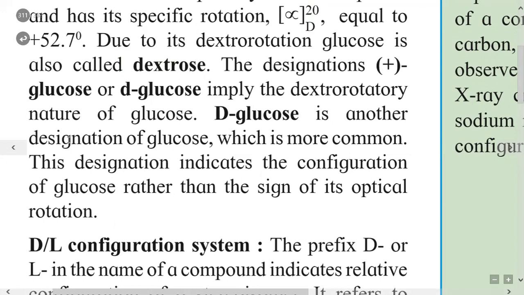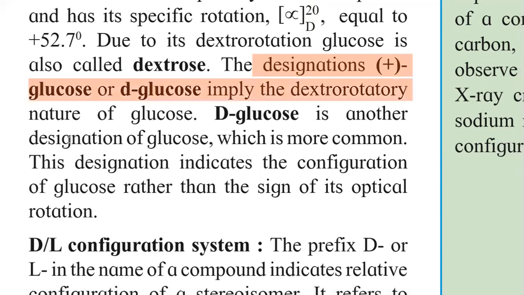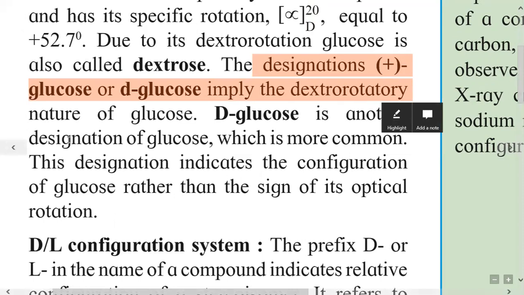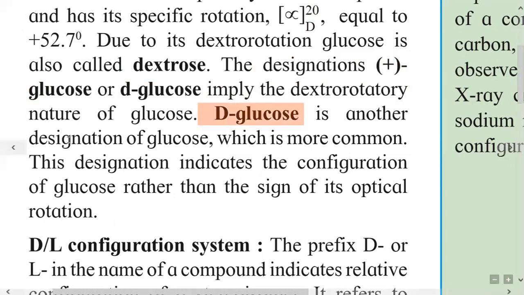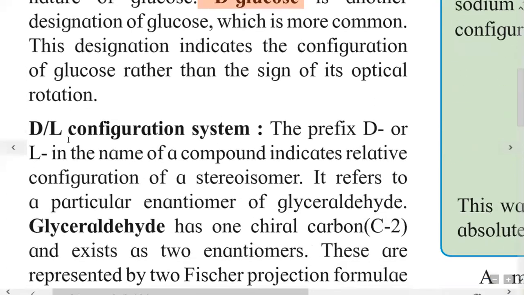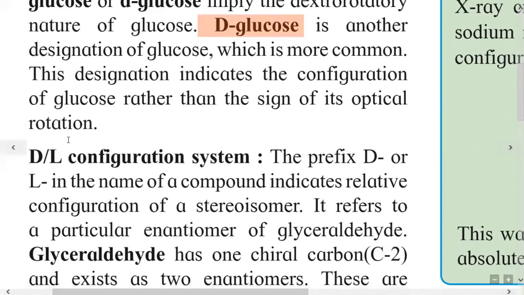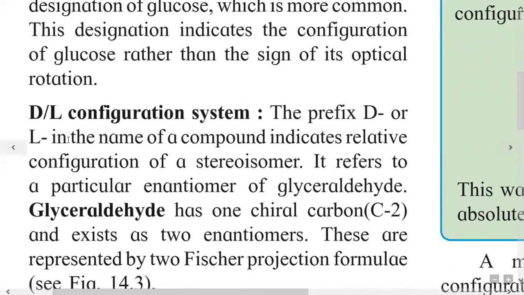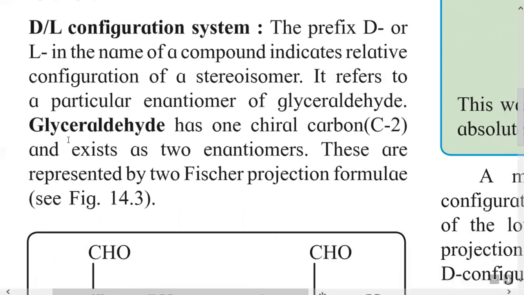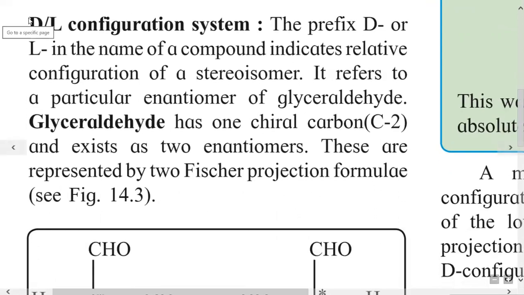Then the designation of this glucose as plus glucose or D-glucose implies the dextrorotatory nature of glucose. In short, it is also called D-glucose, and it is the more common designation of glucose. And this also indicates the configuration of the glucose molecule. Therefore, we will study what this configuration is.